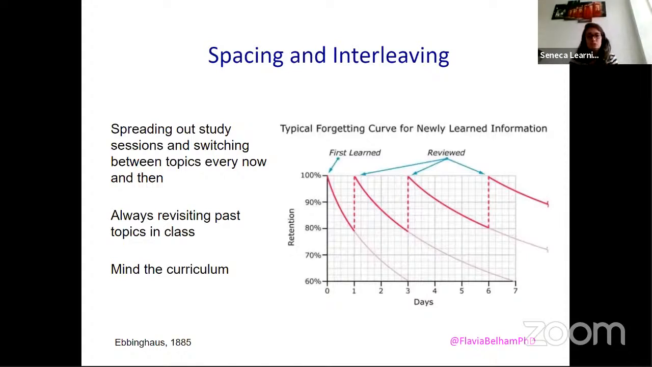And there are two other very good techniques. They are two, but they go together, so it's like 2 and 1: spacing and interleaving. That's the idea that if you spread out your study sessions and switch between topics, you learn everything better than if you do just one big block of something followed by one big block of something else. So it's basically like going to the gym.